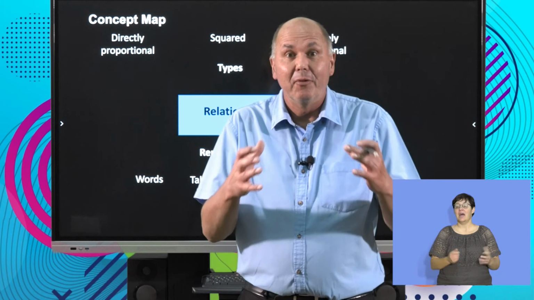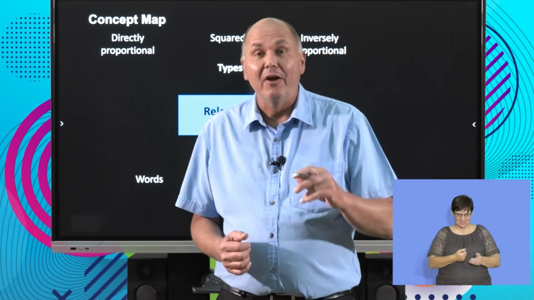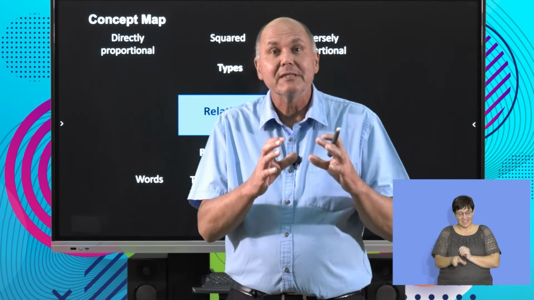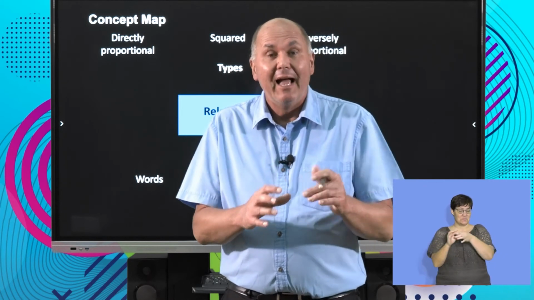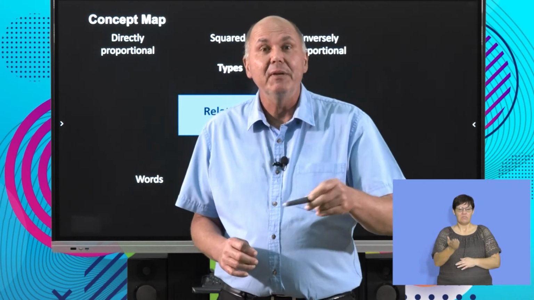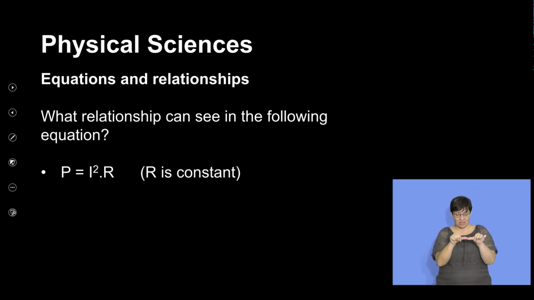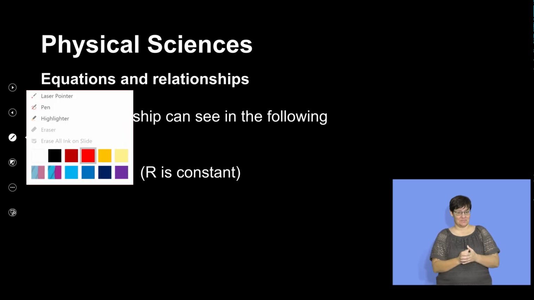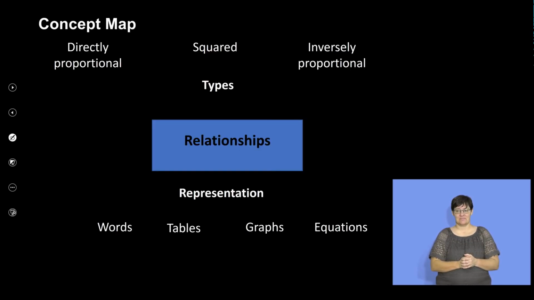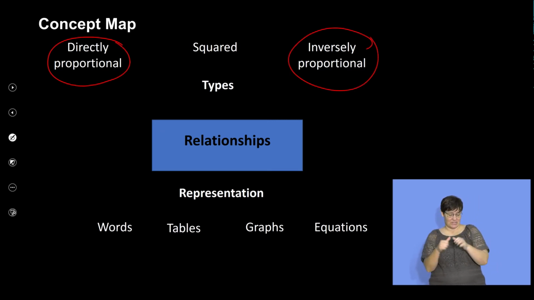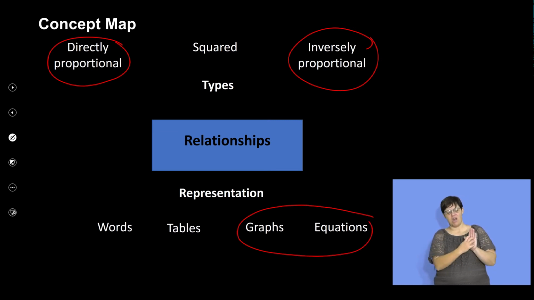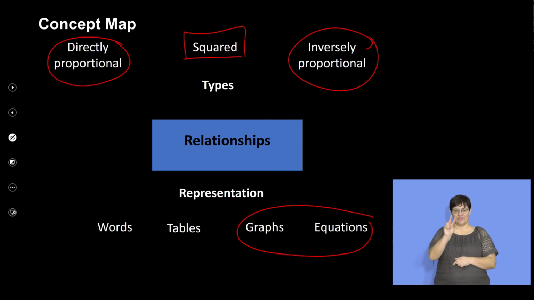Welcome to our lesson on relationships. We're into our last little section, and we're going to look at some interesting relationships now, ones that we haven't looked at before. We've been focusing on directly proportional relationships and inversely proportional relationships, and seeing how the graphs and the equations work together. Now we're going to look at the squared relationship and also look at how the equations and graphs link together.